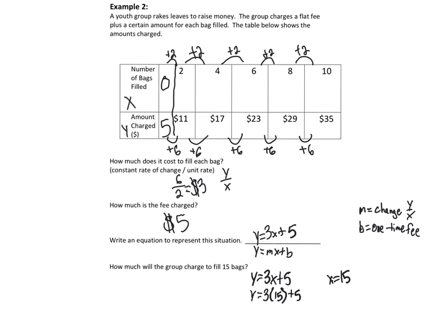Now when we continue, we know that 3 times 15 is 45. So I'm going to rewrite it over here. Y equals 45 plus 5. And we know that 45 plus 5 gives us 50. So for 15 bags, it would cost us $50.